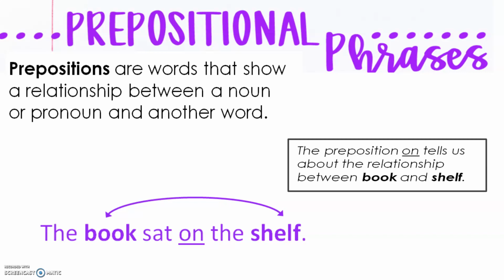Prepositions are words that show a relationship between a noun or a pronoun and another word. The preposition on tells us about the relationship between the book and the shelf in this sentence. The book sat on the shelf. So the preposition on tells us about the relationship between the book and the shelf.